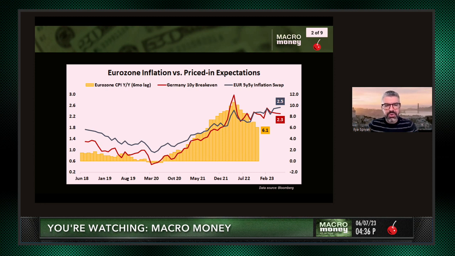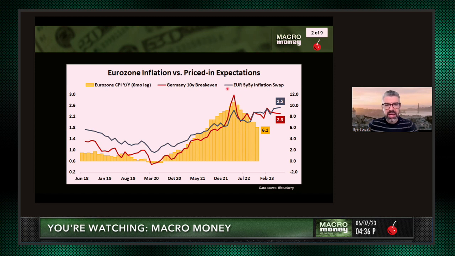But the larger issue is the trend. We can see here that in recent months, the trend in inflation expectations has been going the wrong way. We started to see disinflation here in line with what these expectations were expecting.